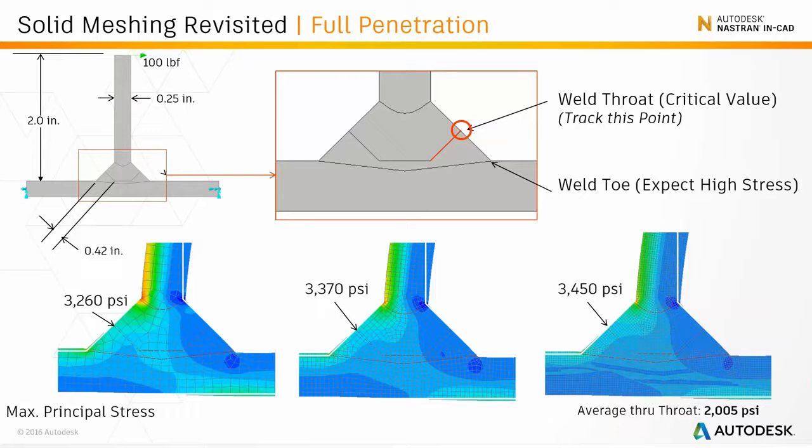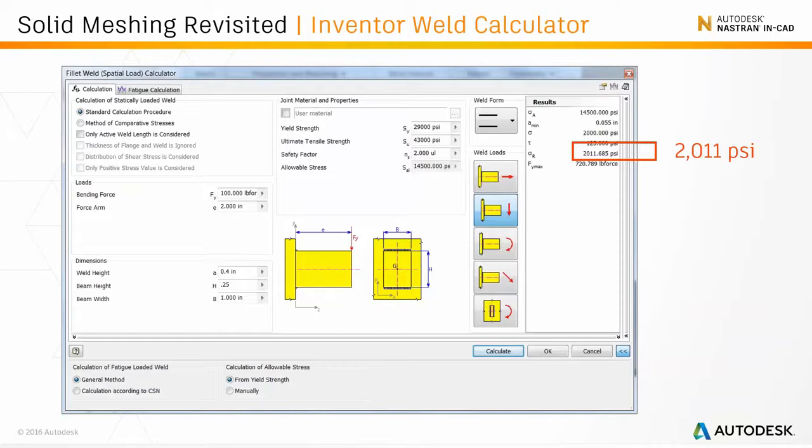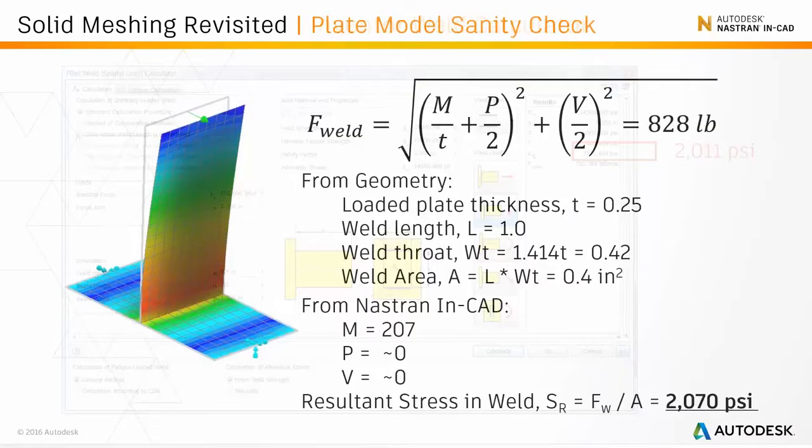For instance, one from a truck trailer body, and that would take considerably longer and would be much more complex and tedious to solve. Nonetheless, we get an average stress through the throat of about 2005 psi, so circa 2000 psi. Doing a quick sanity check using the Inventor weld calculator, we get an approximate value of around 2011 psi, so about the same. We're in the same region.